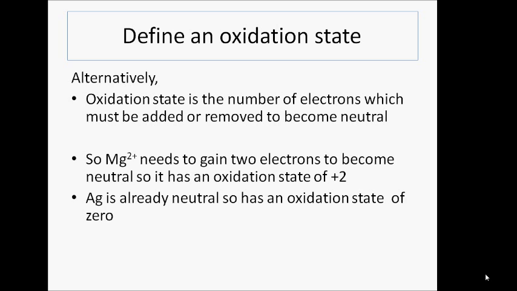A second example: if you take silver as a metal atom, it's already neutral. Because it's already neutral, it doesn't need to gain or lose any electrons to become neutral. So its oxidation state is therefore 0.